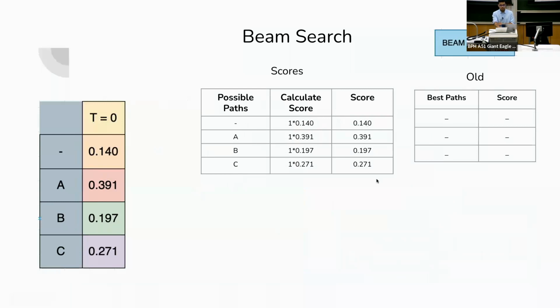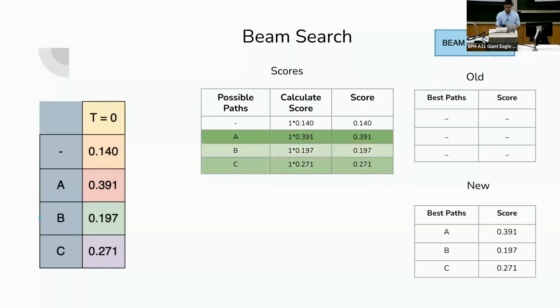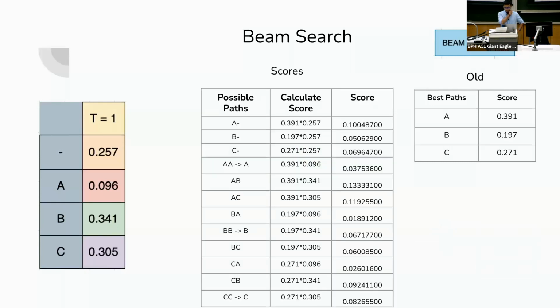Now is when the beam width comes into play. We have 4 possible paths to diverge at this moment, and we have our beam width as 3. So we take the top 3 scores based on their probabilities right now, and we decide that we'll only move forward with these 3 scores. So we go to t equal to 1 now. We have our old scores from the t equal to 0 instant. Now for each of these best paths, we will explore all our character spaces.